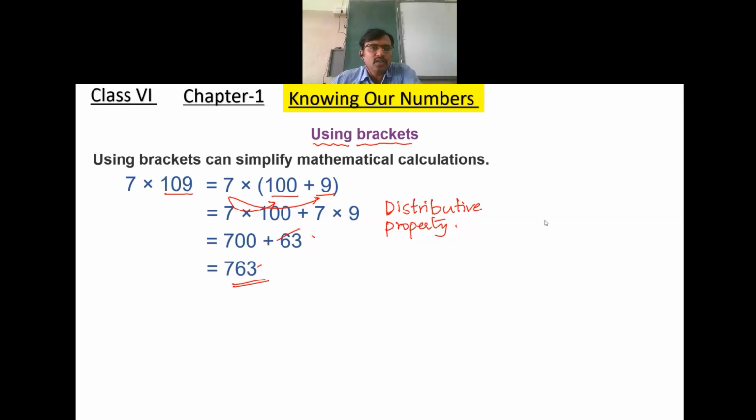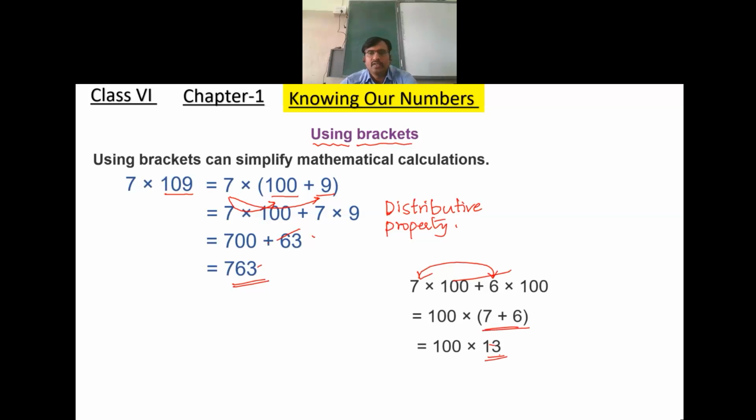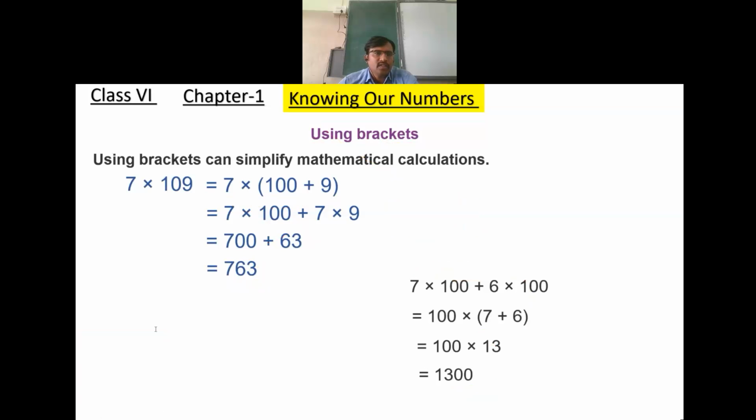In a similar way, if the things are given in reverse order, like 7 times 100 plus 6 times 100, we can write this as 100 times 7 plus 6. This 7 plus 6 is 13. So 13 multiplied by 100 is 1300. This is the use of brackets. Hope this concept is also clear to you all.